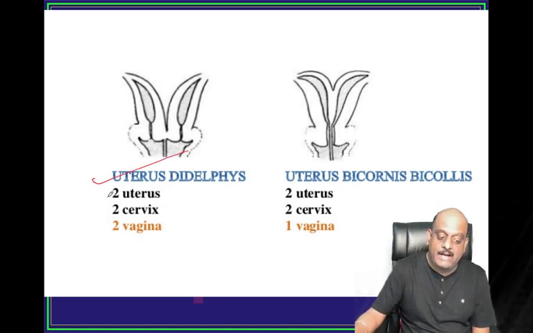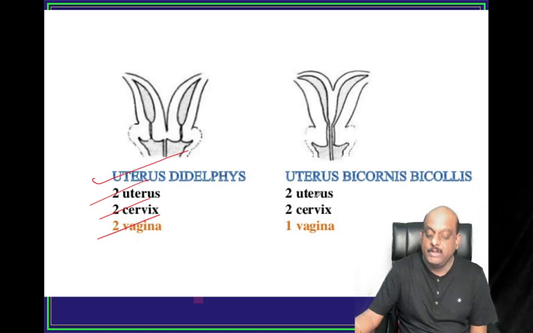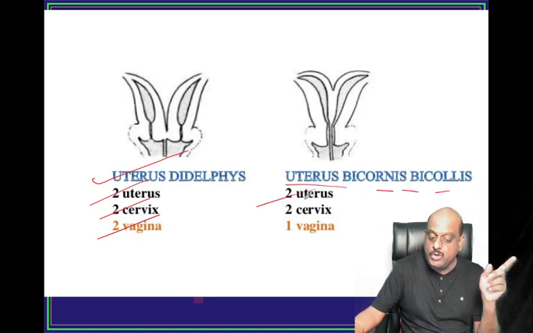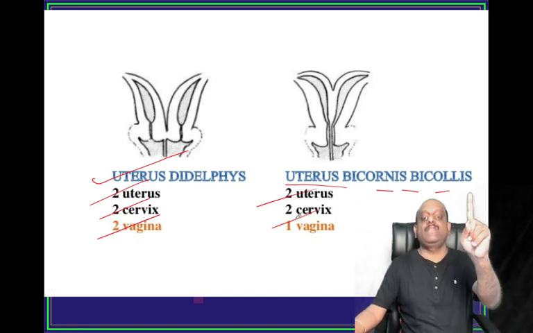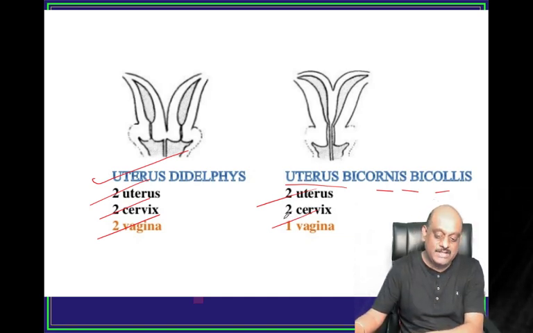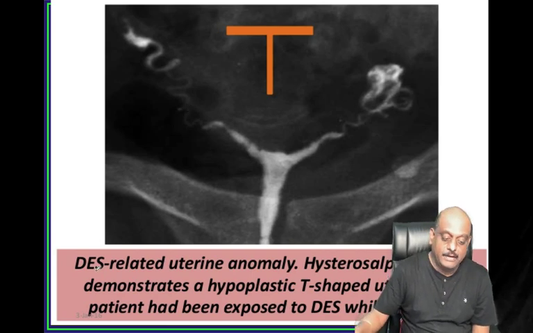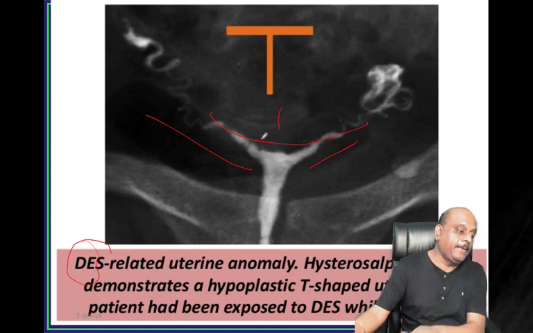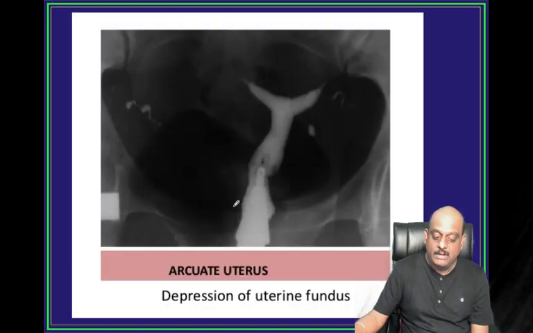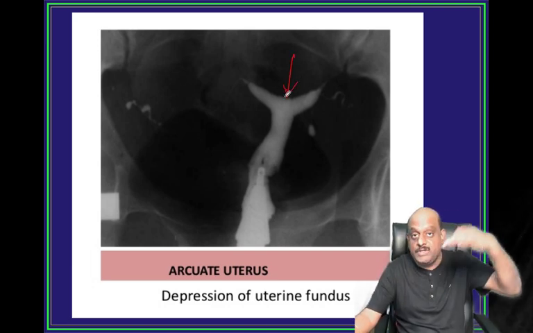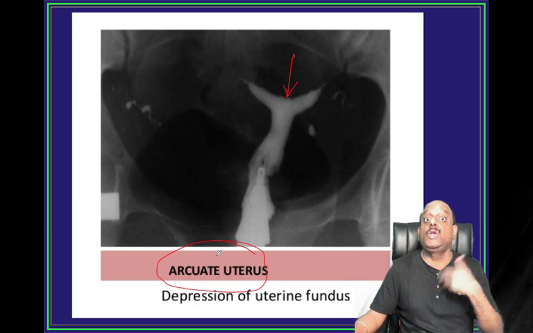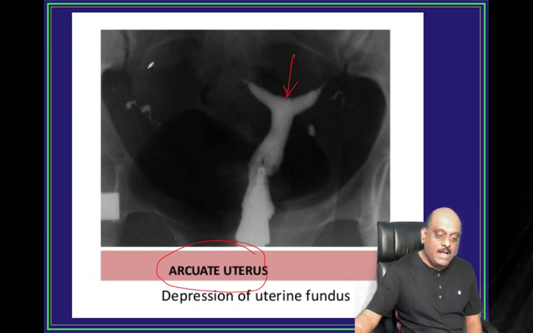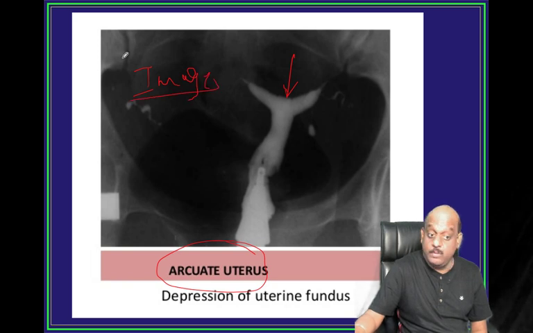So uterus didelphys means 2 uteri, 2 cervix, 2 vagina. Uterus bicornis bicollis means 2 uteri, 2 cervix, 1 vagina. Got it? Then this is a diethylstilbestrol-related uterine anomaly, where hysterosalpingography is showing a T-shaped uterus. T-shaped uterus is what you should remember. There is a depression of the uterine fundus. What do you call this? Arcuate uterus. Tomorrow, these are all image-based MCQs. You should not make a mistake.